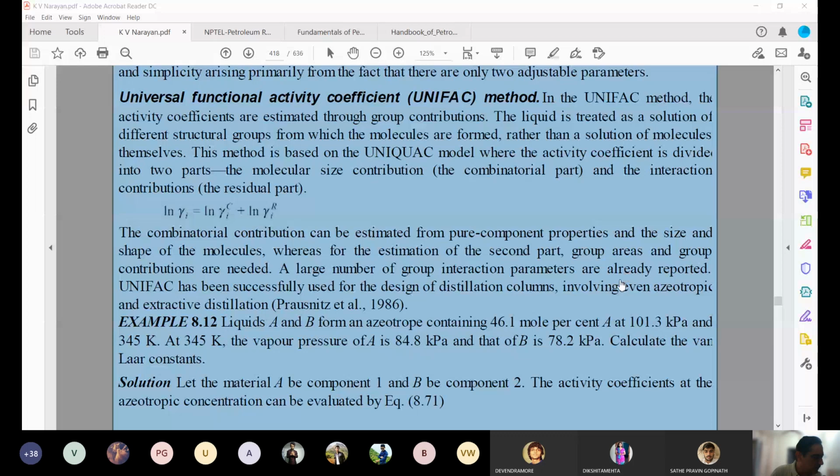Okay, so those who have finished finding the value of A and B, now find the value of gamma 1 and gamma 2 at, say, x1 equal to 0.55. So at a different composition, let's find out the value of gamma 1 and gamma 2. जिनका हो गया है A and B values, find out the value of gamma 1 and gamma 2 at x1 equal to 0.55. समझ में आया क्वेश्चन?